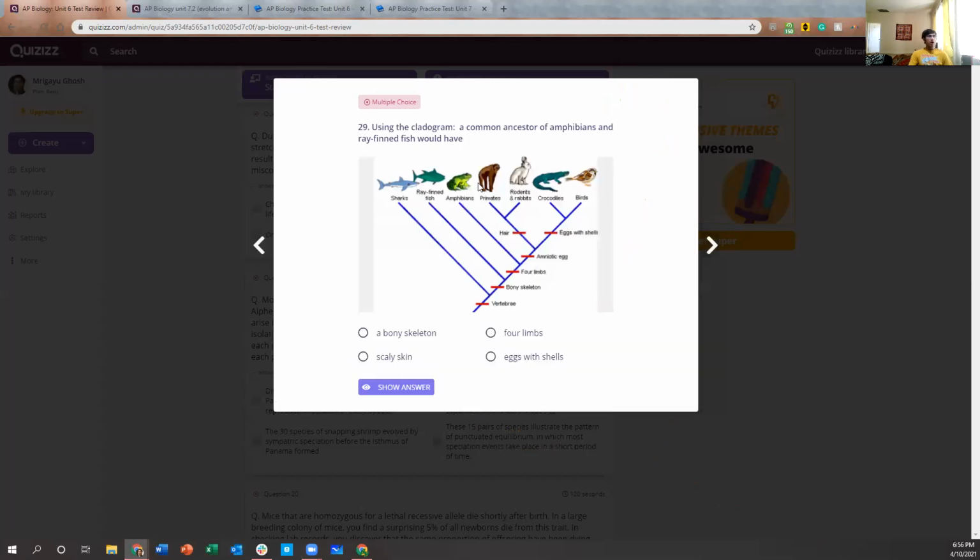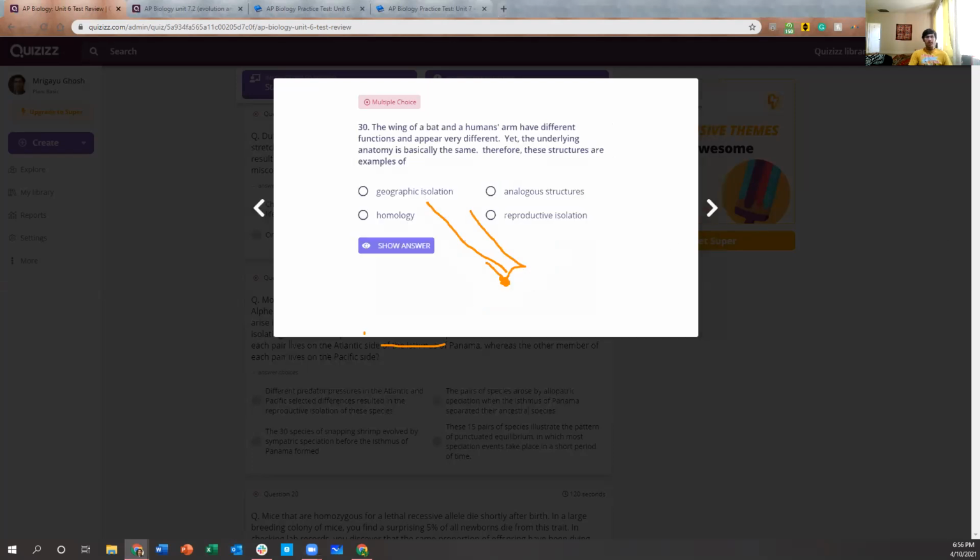Okay, using the cladogram, a common ancestor of amphibians and ray fin fish. If you look down, the place that they meet is the ray fin fish and amphibians. Their common ancestor is at this node right here. Their common ancestor had bony skeletons and had vertebrae, but not four limbs. So they would have a bony skeleton, it's true, but they wouldn't have anything above that. So it makes sense that the answer would be this one right here. We want to draw the lines, connect the nodes, and figure out what the node of the amphibians and the ray fin fish are. And that's right. Good. Okay, moving on.